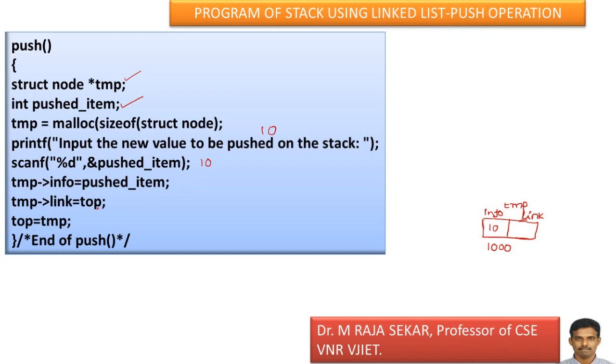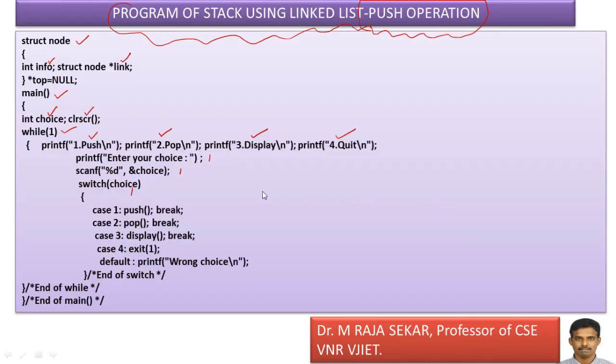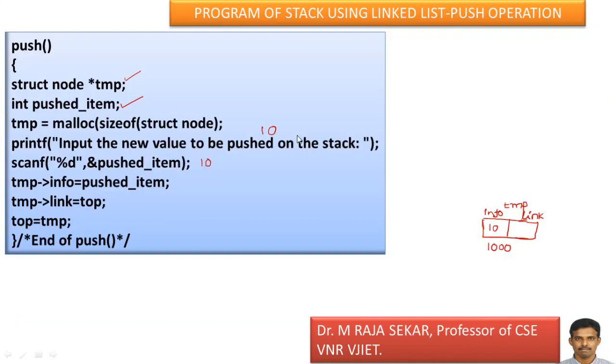tmp->link = top. We already initialized top with NULL. Just see here, top equals NULL. Therefore tmp->link equals top. What is my top value? NULL. In the first slide we initialized it with NULL. Yes, tmp->link = top.